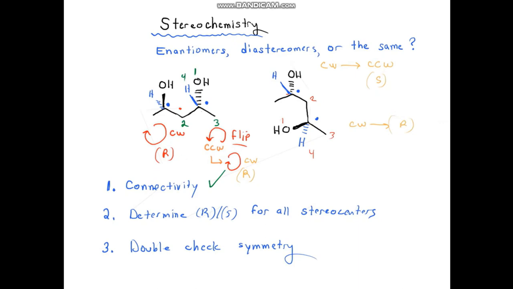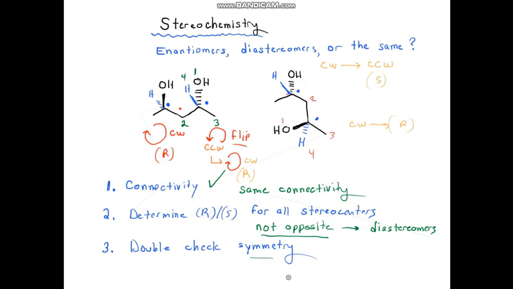So the same connectivity, so they're not constitutional isomers. R and S, they are not opposite. If they had to be exactly opposite, they would be enantiomers. But they're not opposite, therefore they're going to be diastereomers. So here, I said the same connectivity, so they're not constitutional isomers. The R and S is not the opposite. If they were opposite, they'd be enantiomers, but they're not opposite, they're diastereomers.